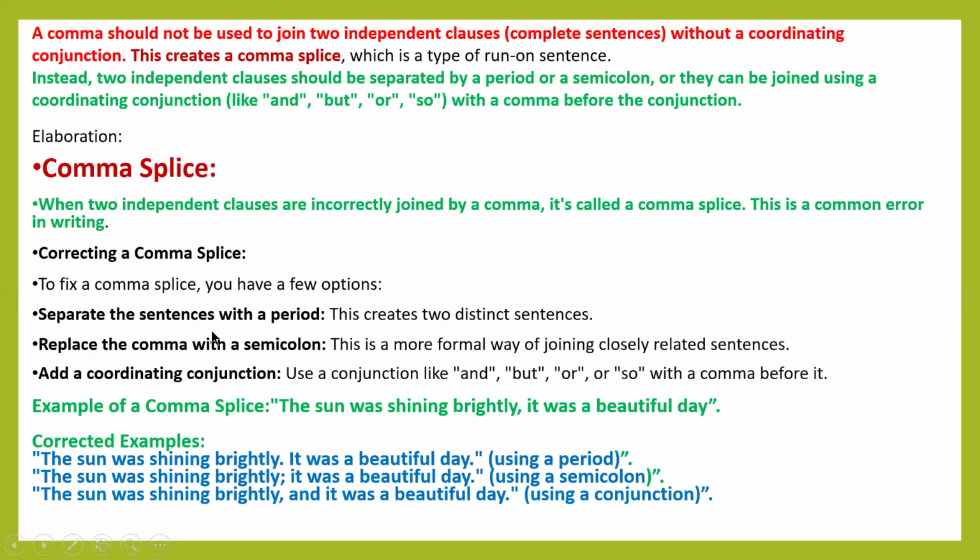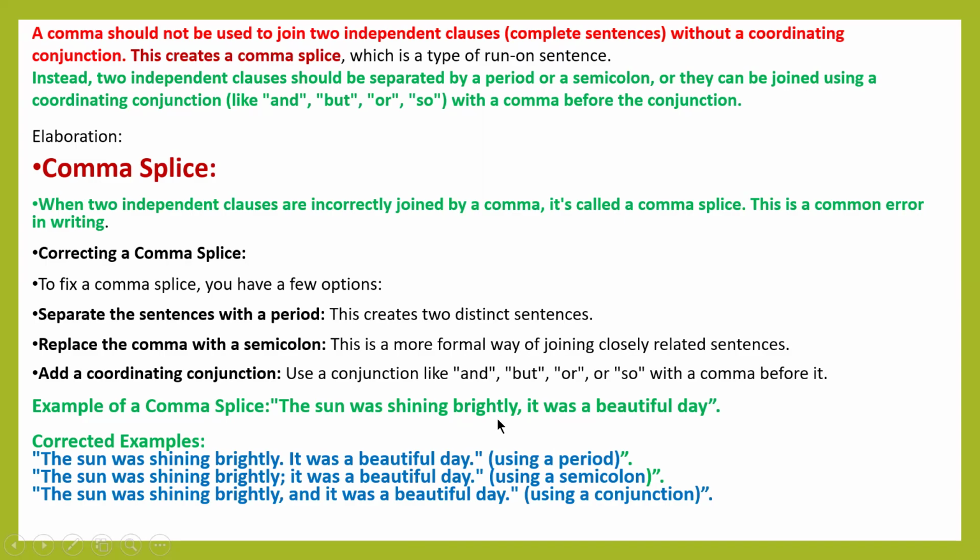First, separate the sentences with a period, replace the comma with a semicolon, or add a coordinative conjunction. There are 7 coordinative conjunctions. According to the demand of the sentence, you can use the coordinative conjunction. Example: the sun was shining brightly. It was a beautiful day. So how can we frame these sentences?